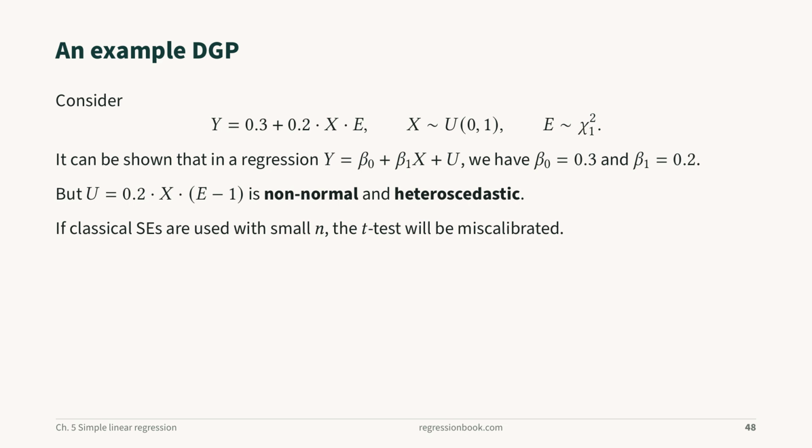Here is a deliberately challenging data-generating process. Y equals 0.3 plus 0.2 times x times e, where x is uniform on the unit interval and e has a chi-squared distribution. The regression coefficients are exactly 0.3 and 0.2, but the implied error is both non-normal and heteroscedastic. With classical standard errors and a small sample, the t-test should misbehave, and now we can watch it do so.